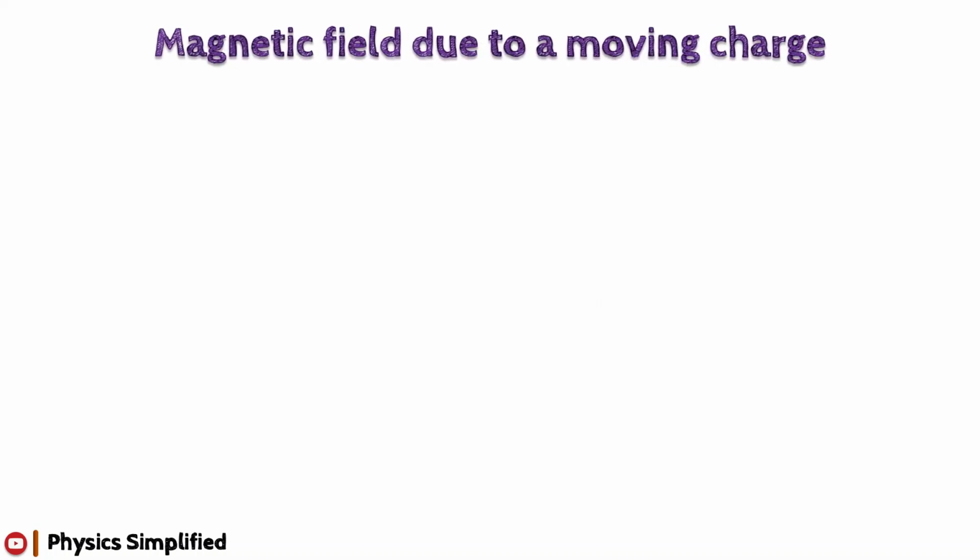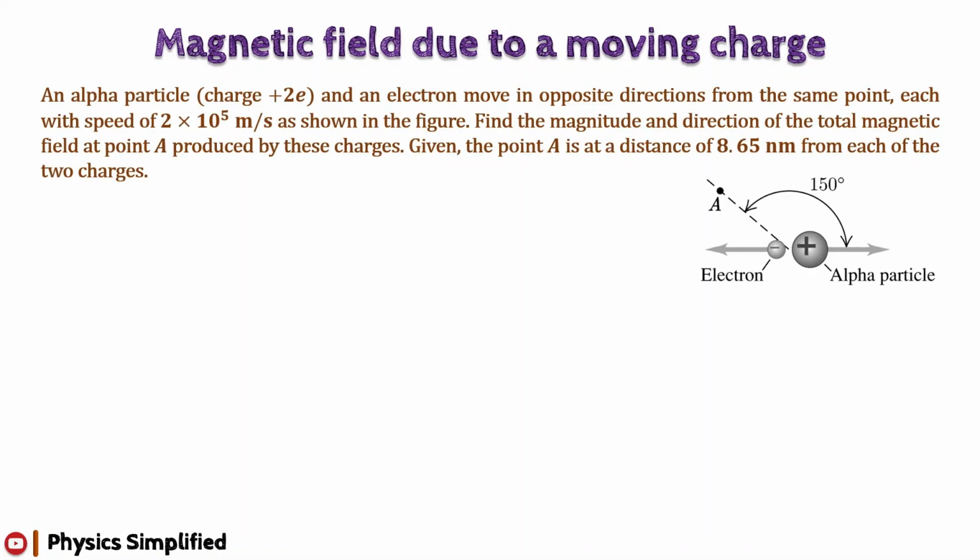Topic of discussion for today's video: magnetic field due to a moving point charge. In this problem, an alpha particle and an electron are moving in two opposite directions from the same point with the same speed, given as 2 × 10^5 meters per second. This is depicted in the given figure. We need to find the magnitude and direction of the total magnetic field these charges produce at point A, which is 8.65 nanometers from each charge.